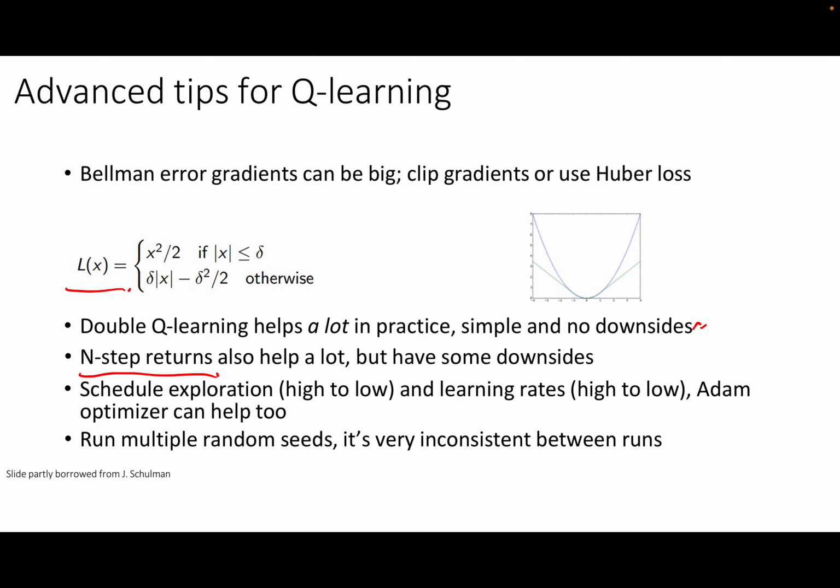And schedule exploration from high to low, as I said, and learning rate from high to low. The Adam optimizer can be helpful. And run multiple random seeds, because results are very inconsistent between runs. So you need to be aware that this kind of RL experiment could be very different from typical supervised learning because of this instability. There is a lot of randomness, and there are some hyperparameters you need to take care of. So you need to run multiple experiments and make training stable.